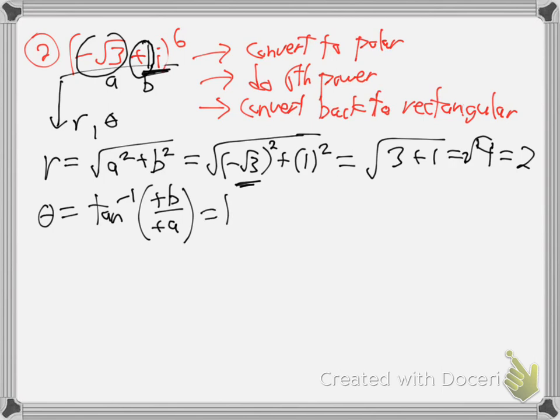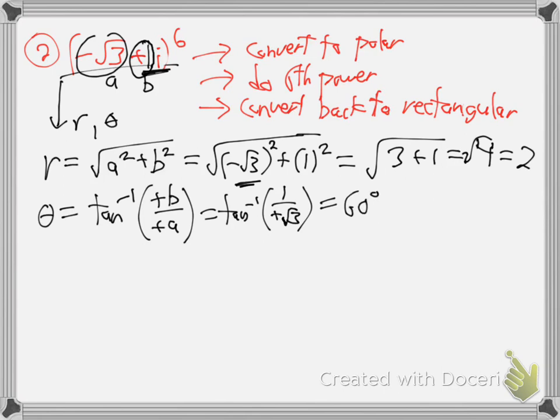Okay, so it's tangent inverse b over a, so that'd be 1 over, on a, we just make it positive, going to make it negative root 3, positive. So 1 over positive root 3. Let me see. Yeah, right, so it's going to be 60 degrees, isn't that 60 degrees?